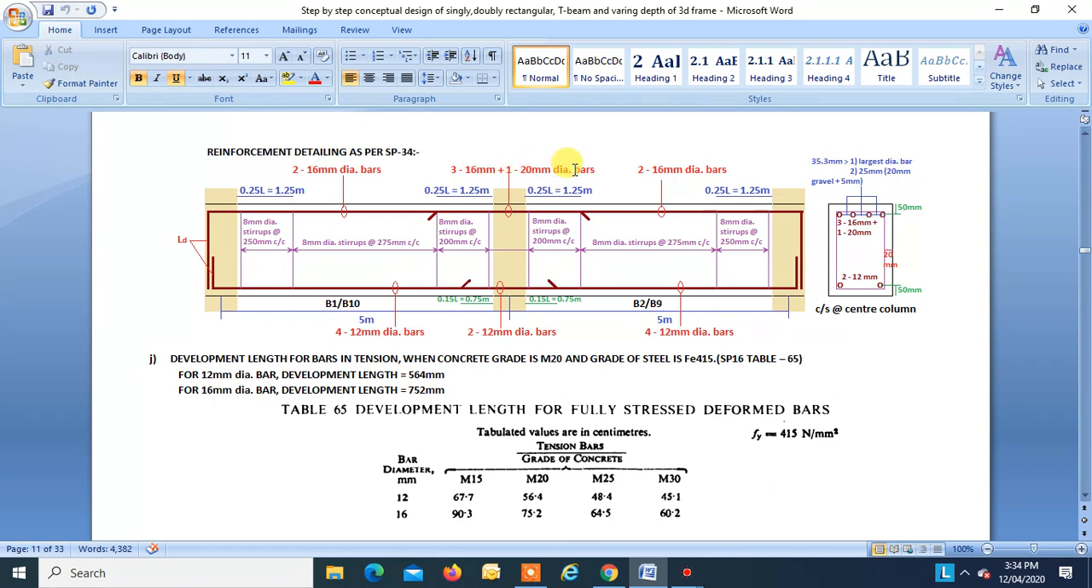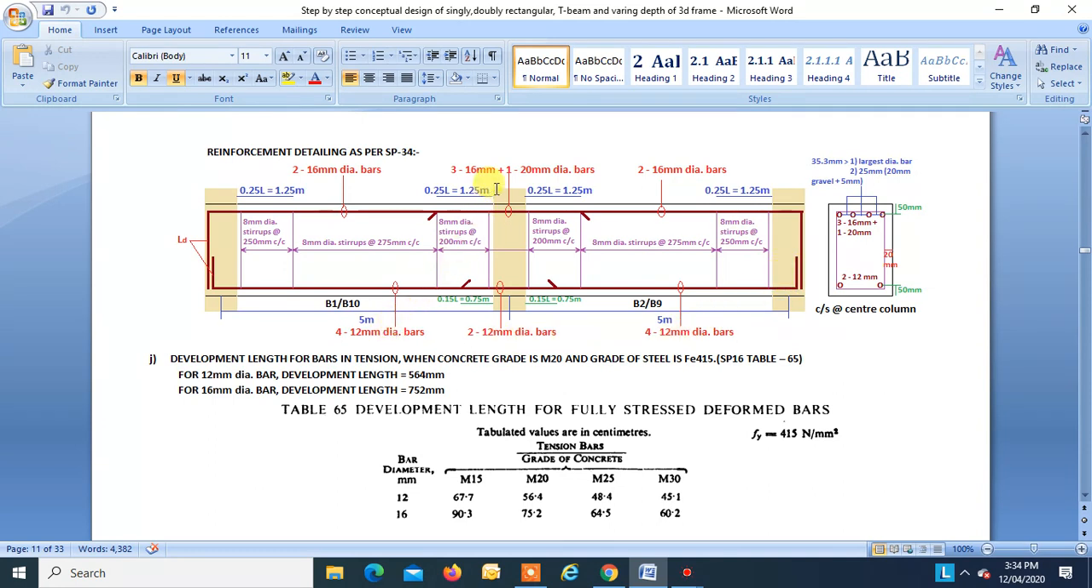316 and 120 mm dia bar, right? The same thing is repeated over here. Now what we are doing, we are providing two 16 mm dia bars throughout the whole beam at the top, and two 12 mm dia bars we are providing throughout at the bottom of the beam, right?